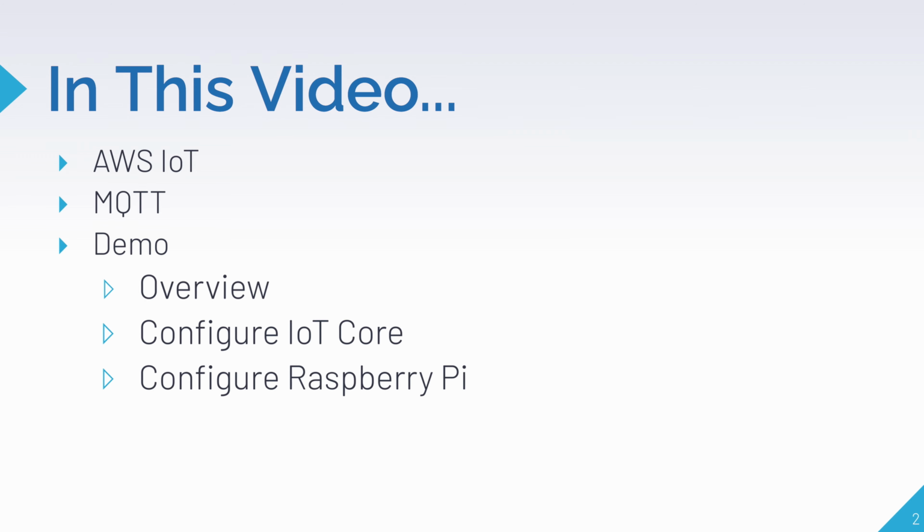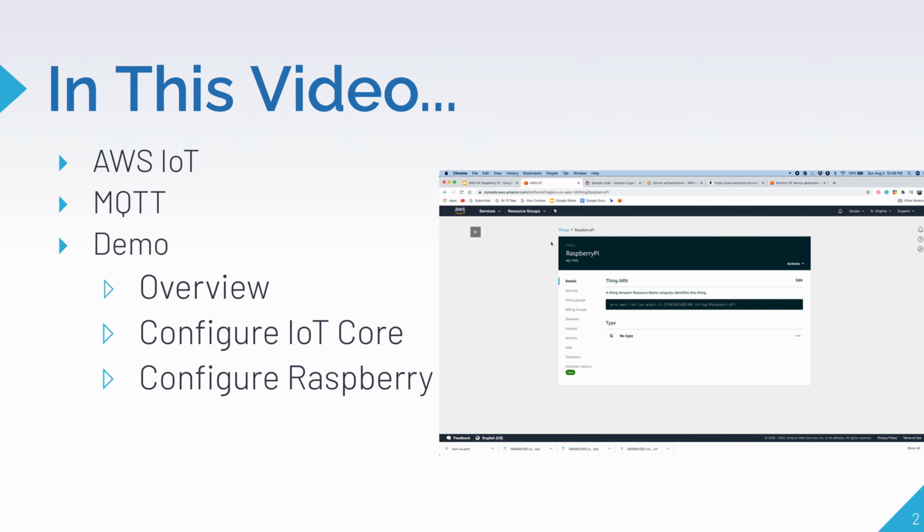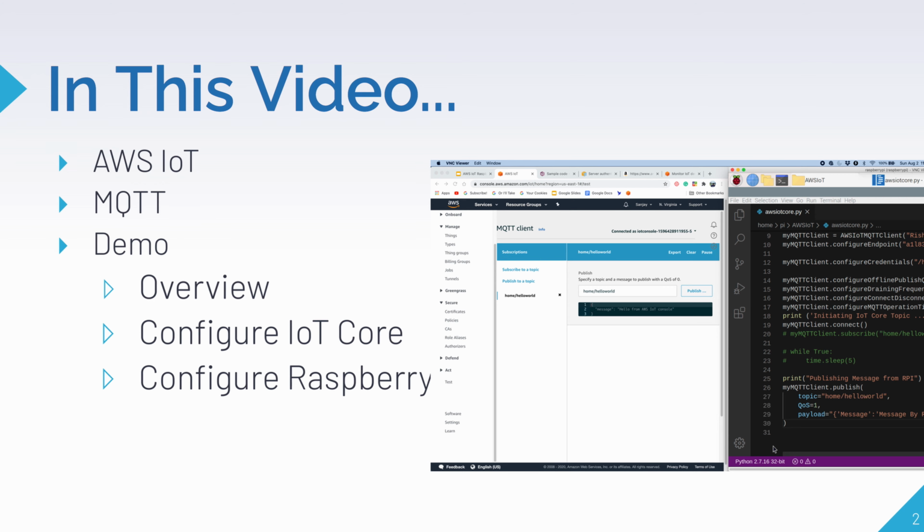Then we'll look at the architecture of today's demo. And also, we'll take a peek at all the steps we need to take in order to connect an IoT device, otherwise known as a thing. Finally, we'll get on to the interactive demo, in which we'll connect Raspberry Pi to AWS IoT Core and send messages back and forth.